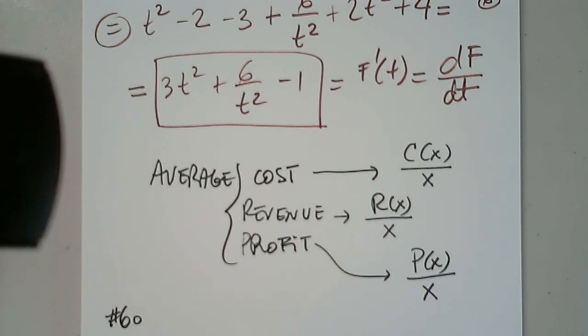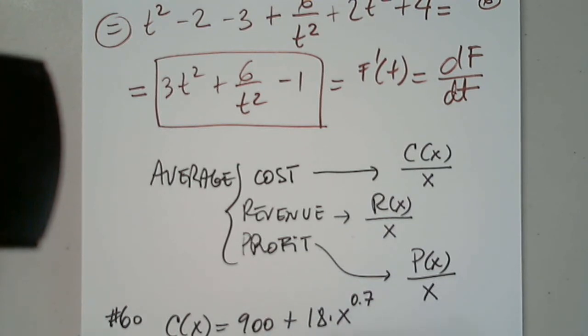Cruising Boards has found that the cost in dollars of producing x skateboards is C of x equals 900 plus 18 times x to the power 0.7. If the revenue from the sales of x is given by R of x, 75 times x to the 0.8, find the rate at which average profit per skateboard is changing when 20 are produced and sold.